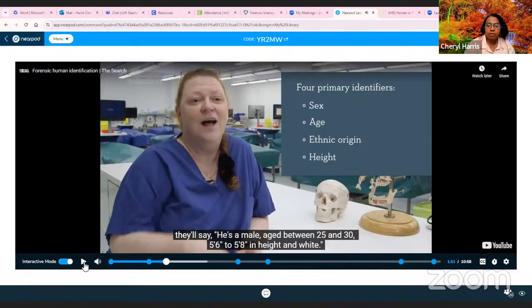I'm going to pause it there for you to write those down. 4 primary identifiers. And I'll probably pause it along the way for you to take random notes other than the questions that they're asking. But you should write down that there are 4 primary identifiers: sex, age, ethnic origin, and height.